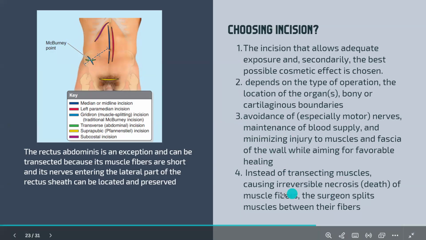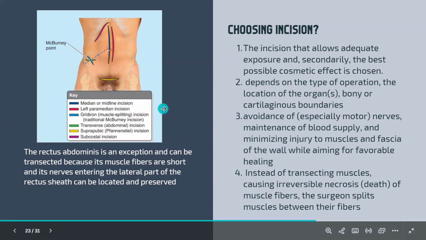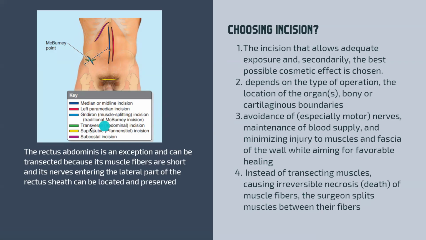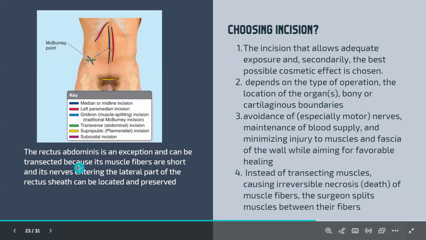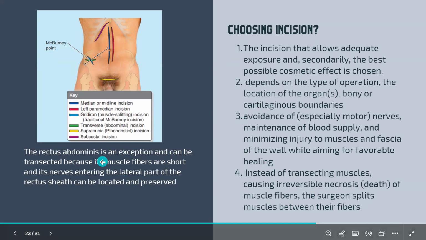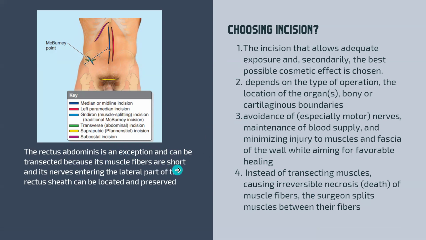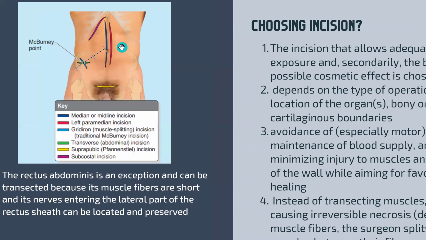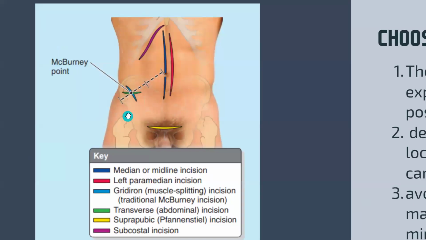The surgeon splits the muscles between their fibers using the fingers. Now, rectus abdominis is an exception from this rule, which is number 4, because the muscle fibers are short and you can transect it transversely, and then you go up, you go here and there. So these are the rules in choosing an incision for surgery, and these are the lines of the surgery.